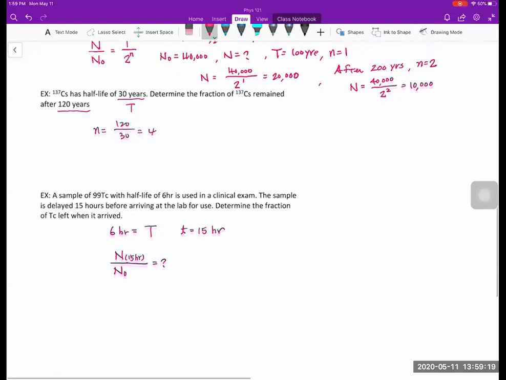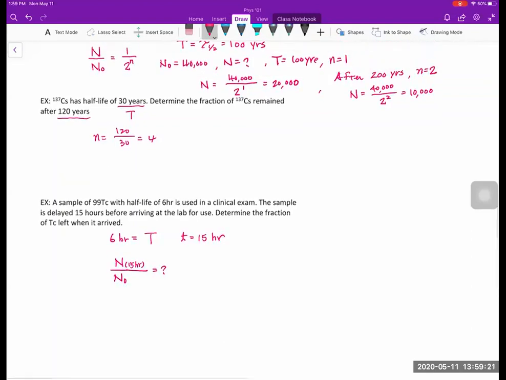Okay, now again, you actually have two options. One option is you use this one here, but n is not going to be an integer. Actually, you can still use this equation even though n is not an integer. Just make sure that you know how to do 2 to the power of some fraction, not an integer. So if you use this one here, n is equal to 15 hours divided by 6 hours, and that will be 2.5.